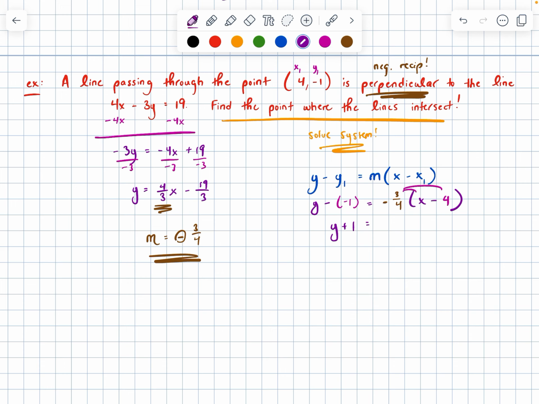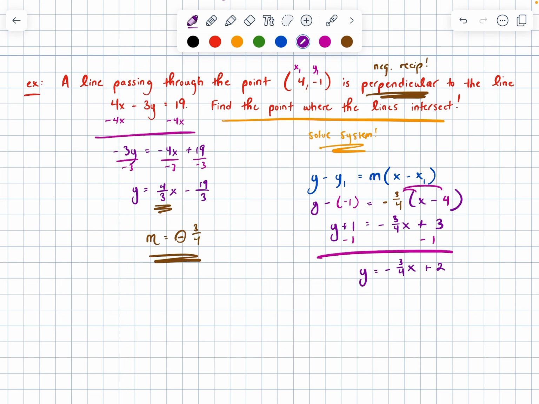Taking negative 3/4 and doing some distributive property, I have negative 3/4 times x, which is negative 3/4 x, perhaps trivially. Then I have a negative times a negative, so it's going to be positive. 3/4 times 4 is just 3. Right? 3/4 of 4 is 3. All I need to do is take my y and get it by itself. y is equal to negative 3/4 x plus 2. So here is the equation of my line.